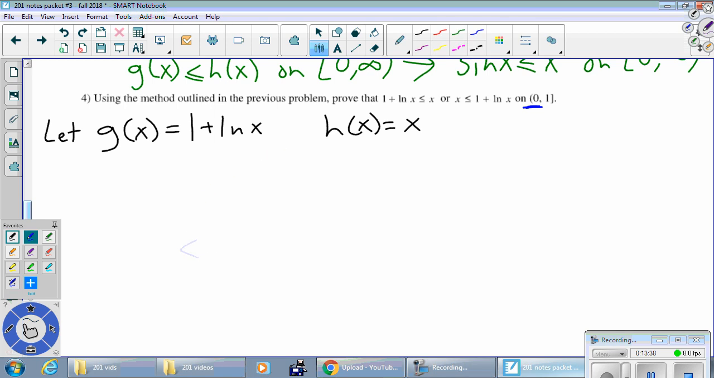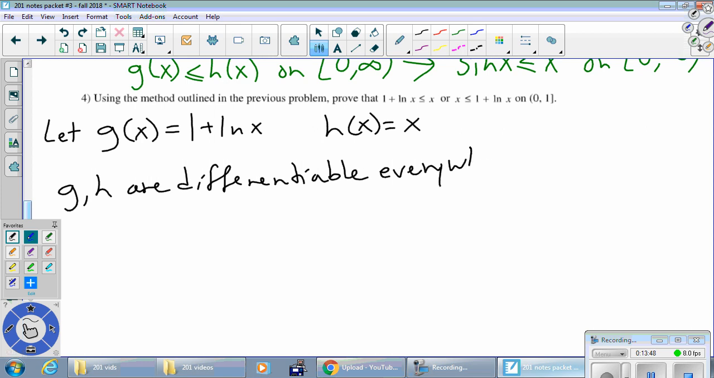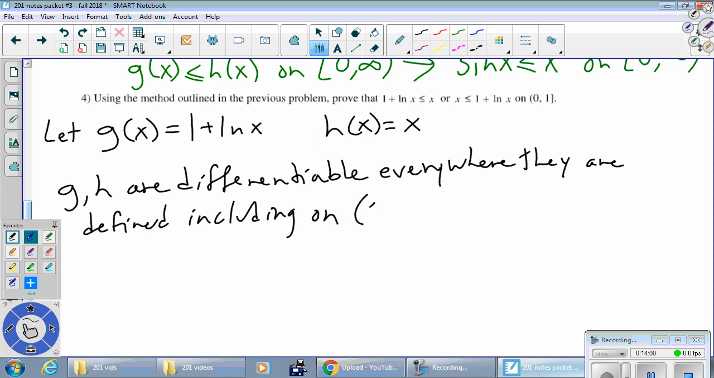So I will say that g and h are differentiable everywhere they exist, or they are defined, including on the interval 0 to 1.